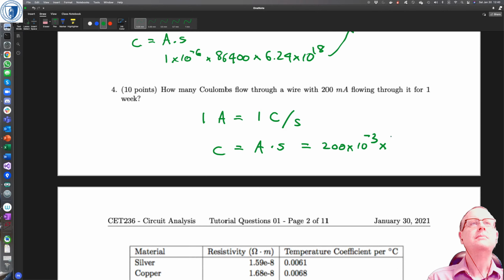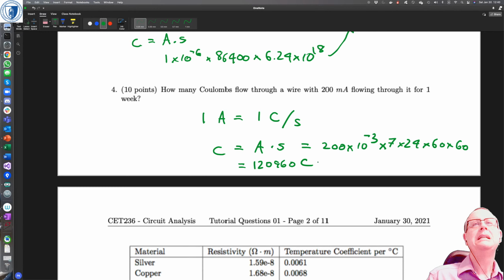So we did 200 times 10 to the negative 3 times 1 week times 7 days times 24 hours times 60 minutes times 60 seconds to convert it to seconds, and we have 120,960 coulombs. Yes. Okay. That is probably not too far off. Very good.